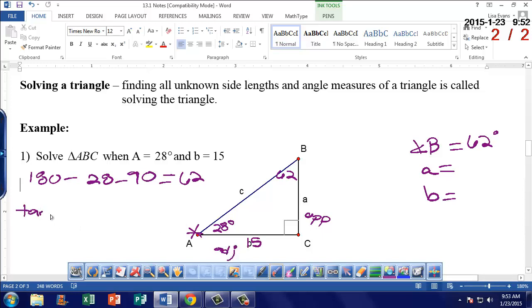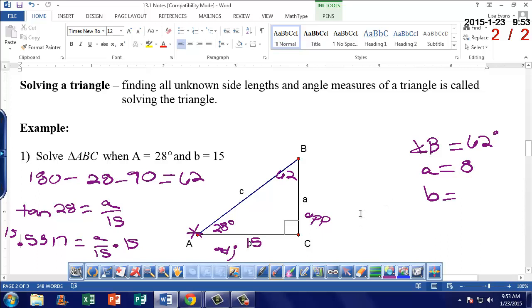So tangent of 28 degrees equals a over 15. We practiced already doing this on our calculator, but when you do tangent of 28 degrees, make sure that your mode is in degrees. Make sure you keep at least 4 decimal places. So when I do that, I get 0.5317 equals a over 15. Now I need to get a all by itself, so I'm going to multiply both sides by 15. When I do that, I get a to be 7.98. Please round to the nearest tenth, which would actually make that 8.